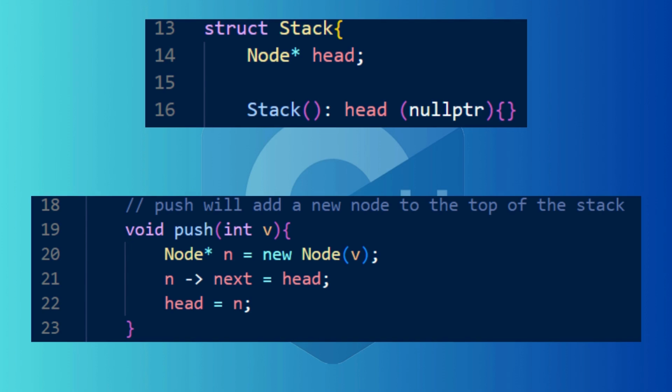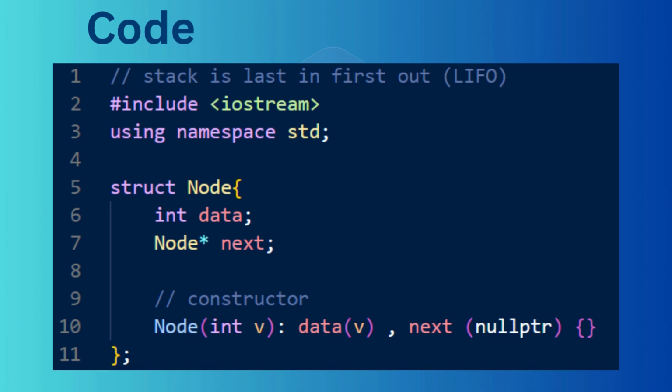Now after that I am adding a function, the push function. In the push function I will add a new node to the top of the stack. First you create a function like void push and then assign the value like int v. Then you create a new node, then you assign it n, then you create a new node where you assign the v value.